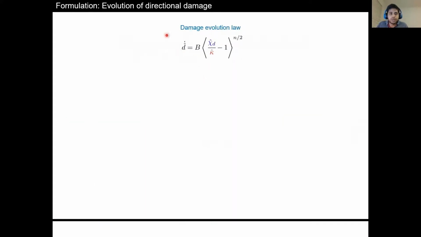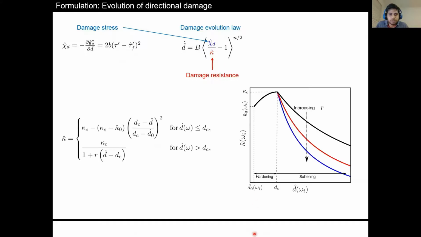Here, the evaluation of directional damage is inspired from the subcritical growth of microcracks, so that the driving force for damage, the damage stress, is obtained as the release rate of Gibbs free energy with increase in the directional damage. The resistance to damage kappa is considered to first increase as the damage increases, and then decrease as the microcrack damage exceeds a critical value DC, at which kappa reaches its maximum value kappa C, and then it increases again after that.